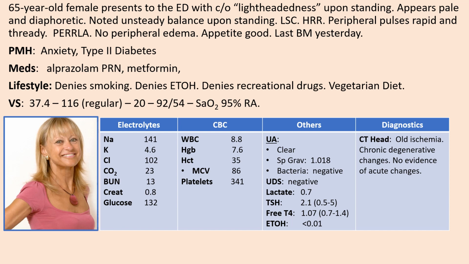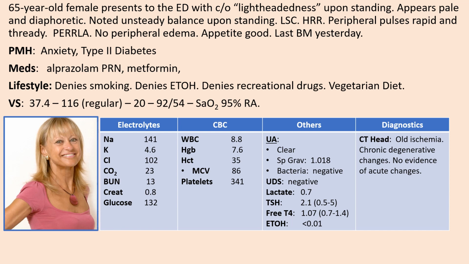They did a CBC on her. The white blood cell count looks good at 8.8. Hemoglobin and hematocrit, however, you notice both of those are low at 7.6 and 35 with an MCV of 86. That's in the normal range. So her H and H are low for some reason, but the size of the cells is good, which helps us identify what the cause of that low H and H is. Platelets are normal at 341.